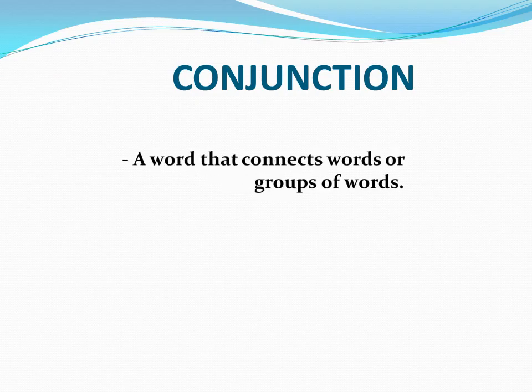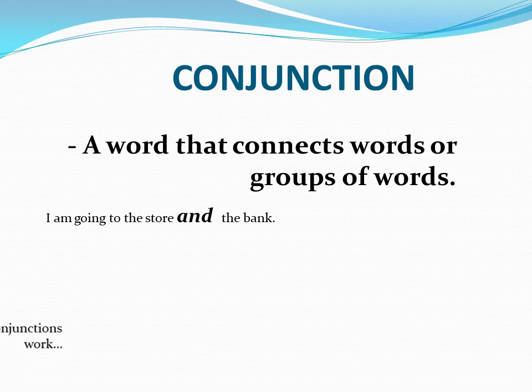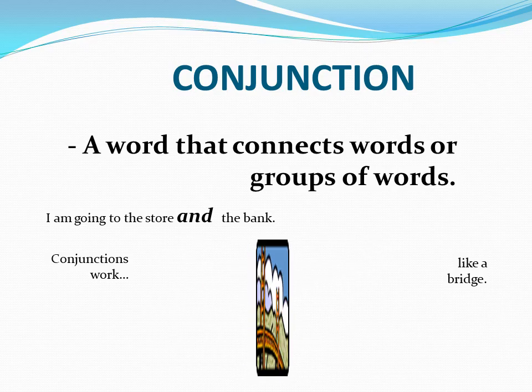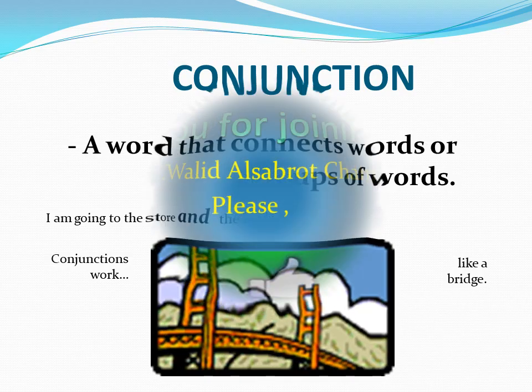Conjunction. A conjunction is a word that connects words or groups of words. For example, I'm going to the store and buy the bank. Conjunctions work like a bridge to link parts of sentences.